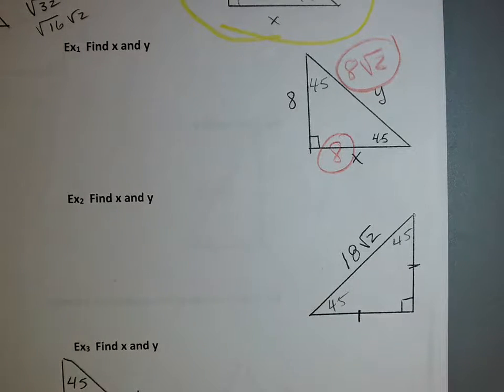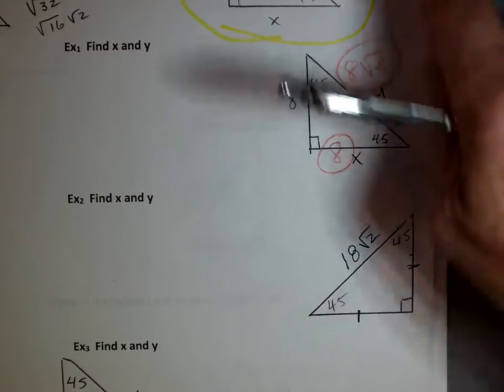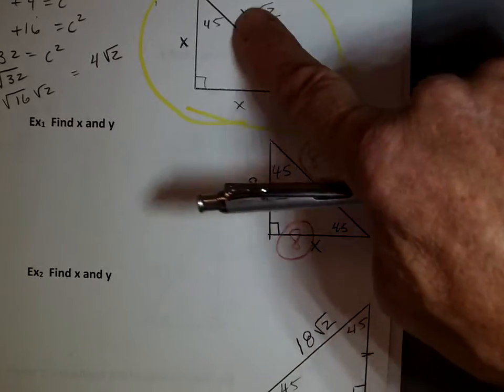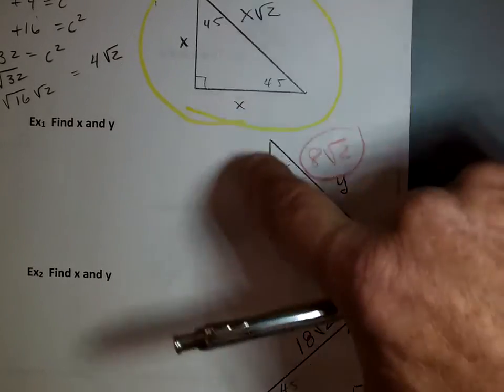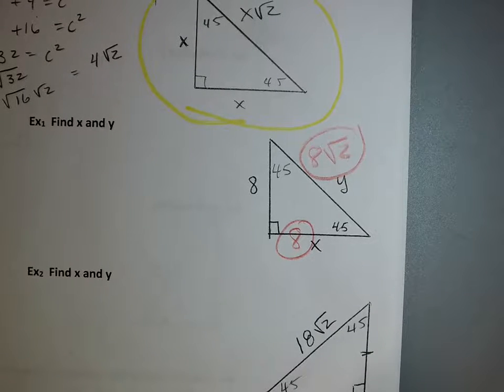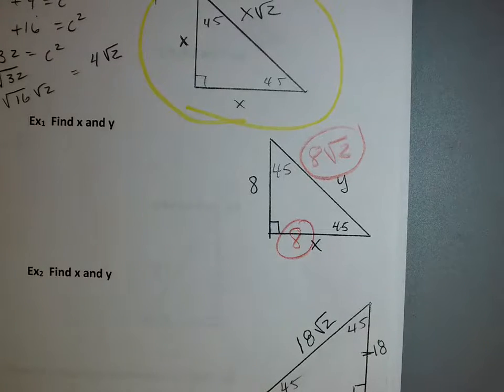So the difference here is that we're given the hypotenuse. This is 18 square roots of 2. So the 18 square roots of 2 is sitting right where this x square roots of 2 is. So we already know what x has to be. It's just 18, right? You guys agree with that? So that means this side is 18, and this side is 18. Pretty easy, isn't it? Again, it only works on a 45, 45, 90 triangle, but it's much easier.